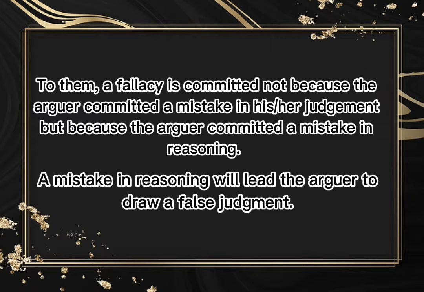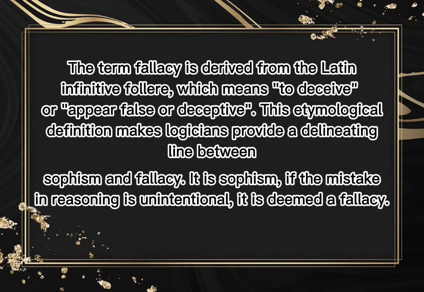A mistake in reasoning will lead the arguer to draw a false judgment. The term fallacy is derived from the Latin infinitive fallere, which means to deceive or appear false or deceptive. This etymological definition makes logicians draw a dividing line between sophism and fallacy. It is sophism if the mistake in reasoning is intentional; if it is unintentional, it is deemed a fallacy.